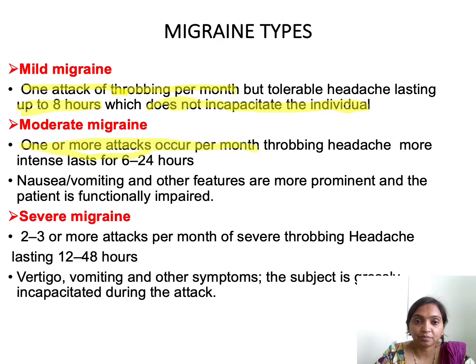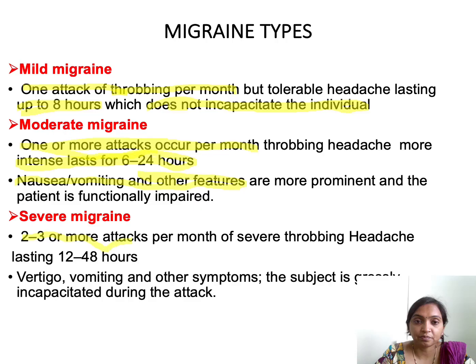In case of moderate migraine, there will be one or more attacks per month, and this attack will last for 6 to 24 hours. The duration is increased. The attack will be intense, and it will usually be associated with nausea and vomiting and other features of migraine like aura, and this will potentially impair the normal or routine function of the individual.